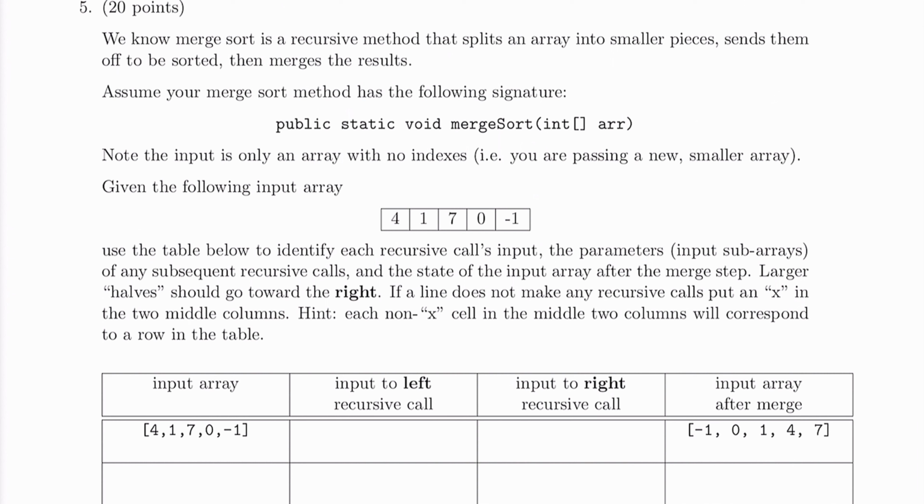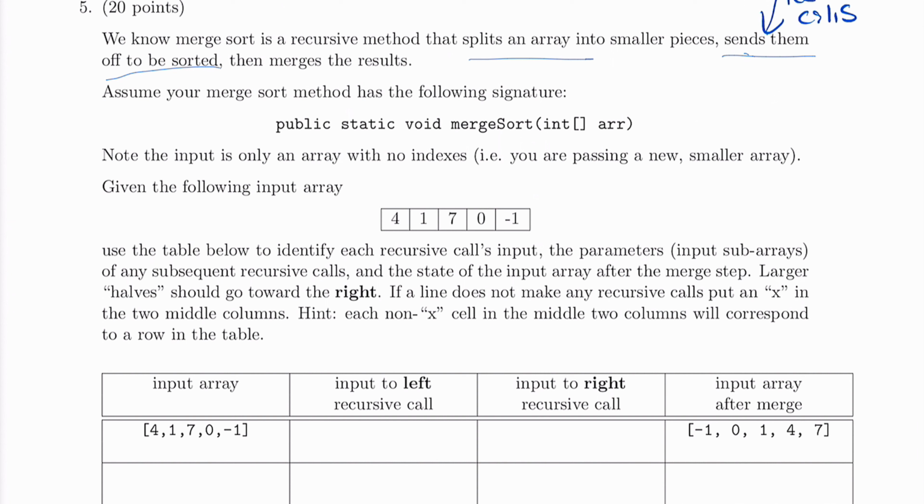We know merge sort is a recursive method that splits an array into smaller pieces, sends them off to be sorted, then merges the results. That in and of itself is the one sentence summary of what merge sort does. That's the pseudo code right there. Merge sort splits an array into smaller pieces, sends them off to be sorted, right? This is the recursive calls. And then merges the results.